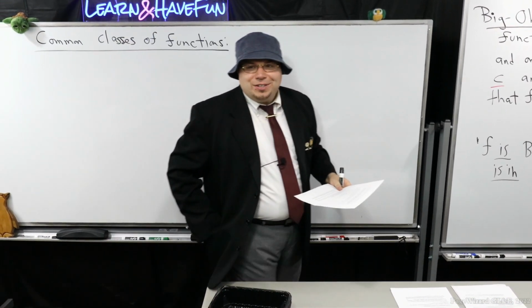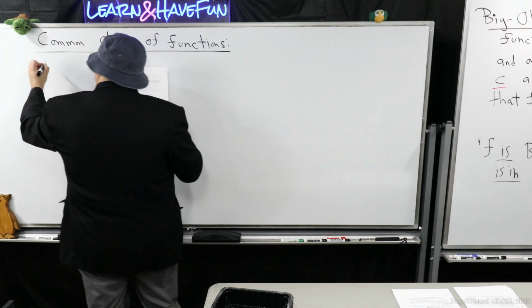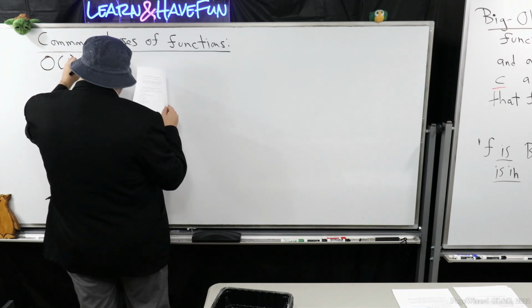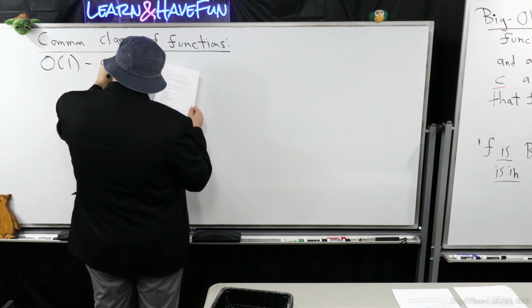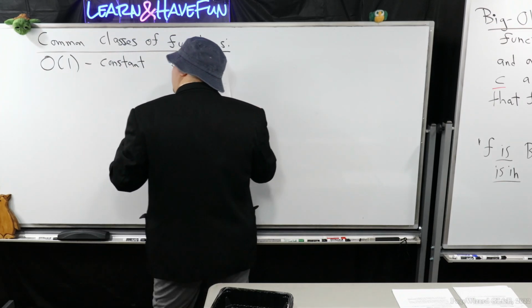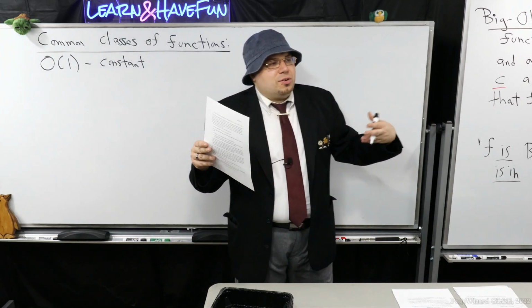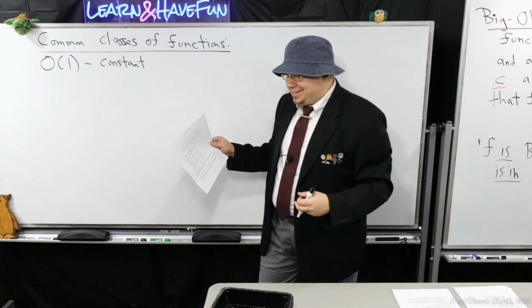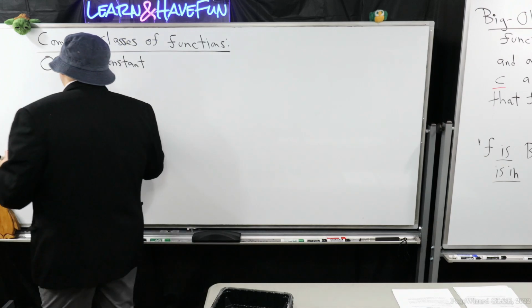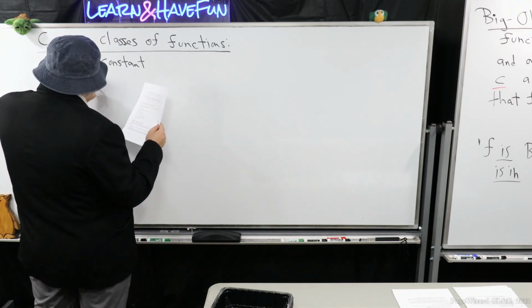Common classes of functions. So the first one that we actually talked about was Big-O of 1. This is the set of all constant functions. So things like 5, 10, any positive real constant c, these are all constant functions. Then you have your logarithmic functions, for example.